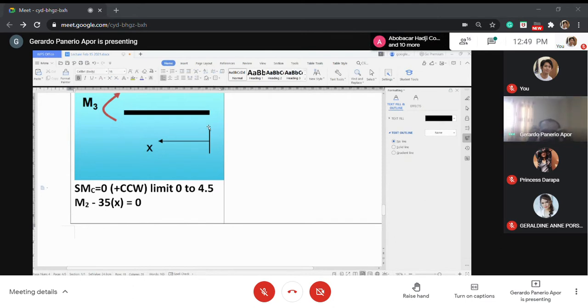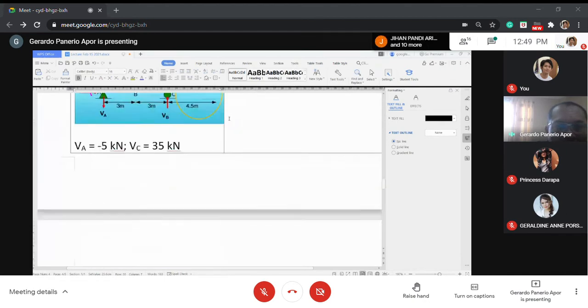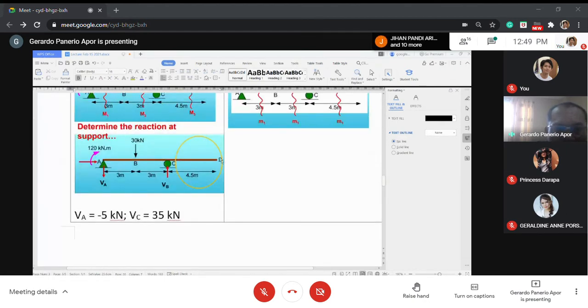Okay, so the section at C. What happened is that the entry is basically no load, so entry is equal to 0. But the limit is, since this is C and D, you know that C to D is only 4.5 long. It's only 4.5 long, C to D.